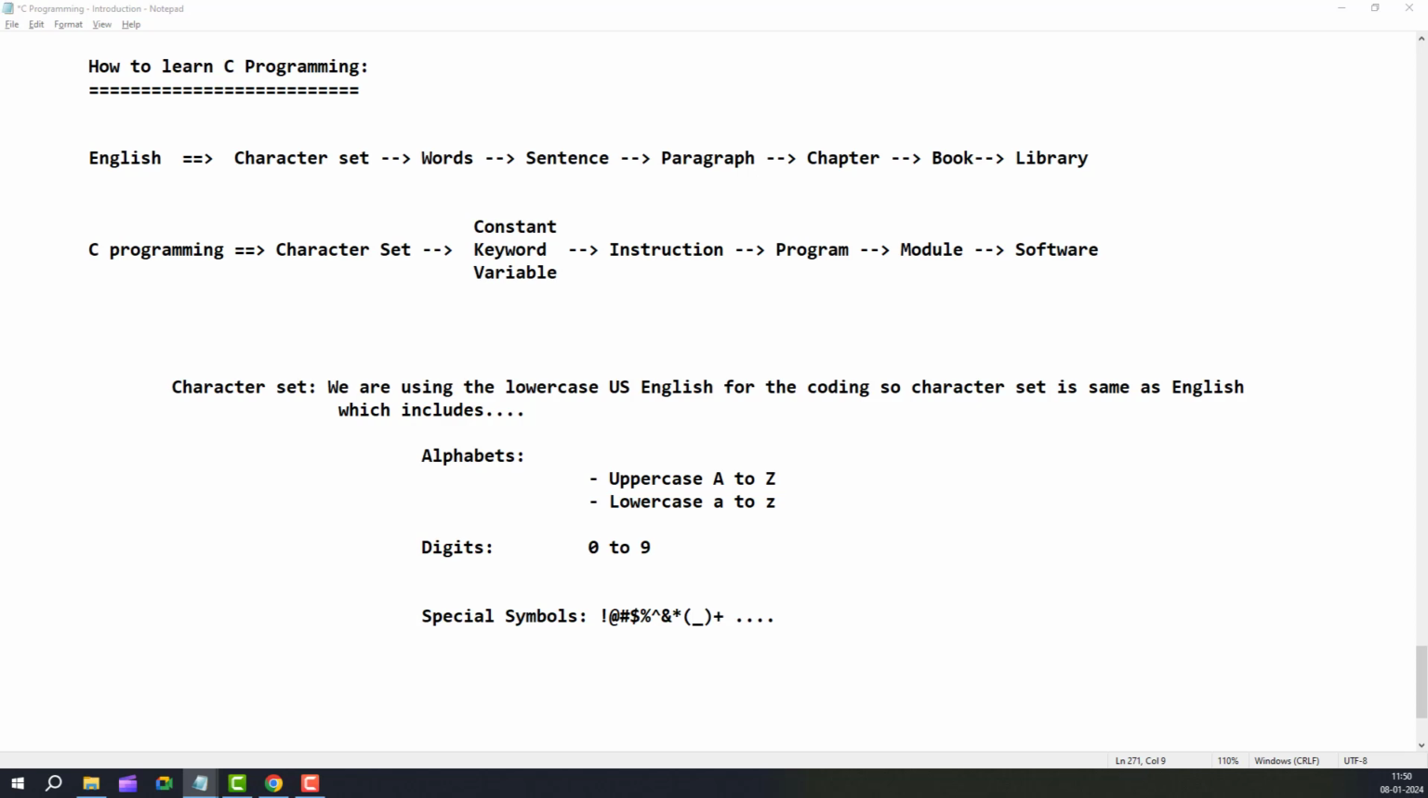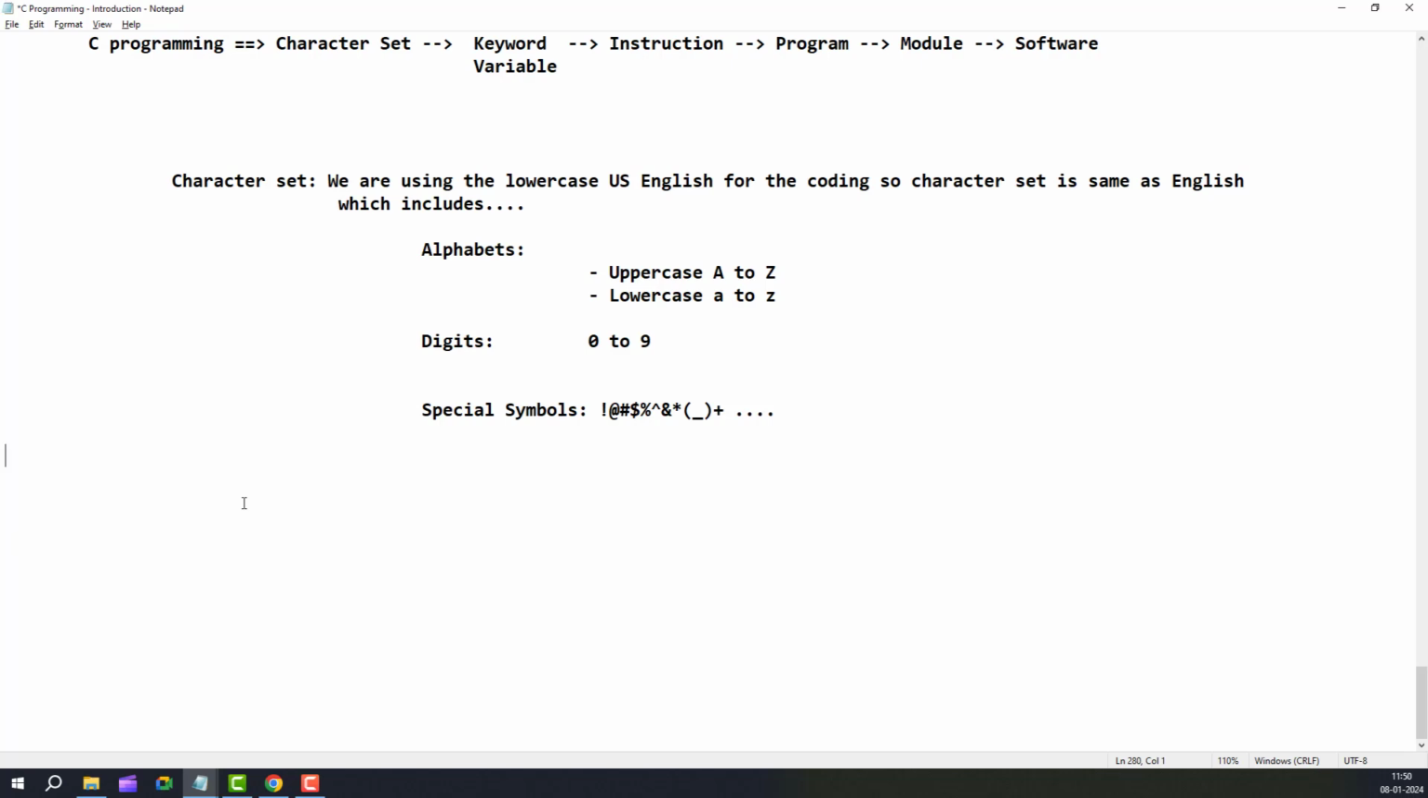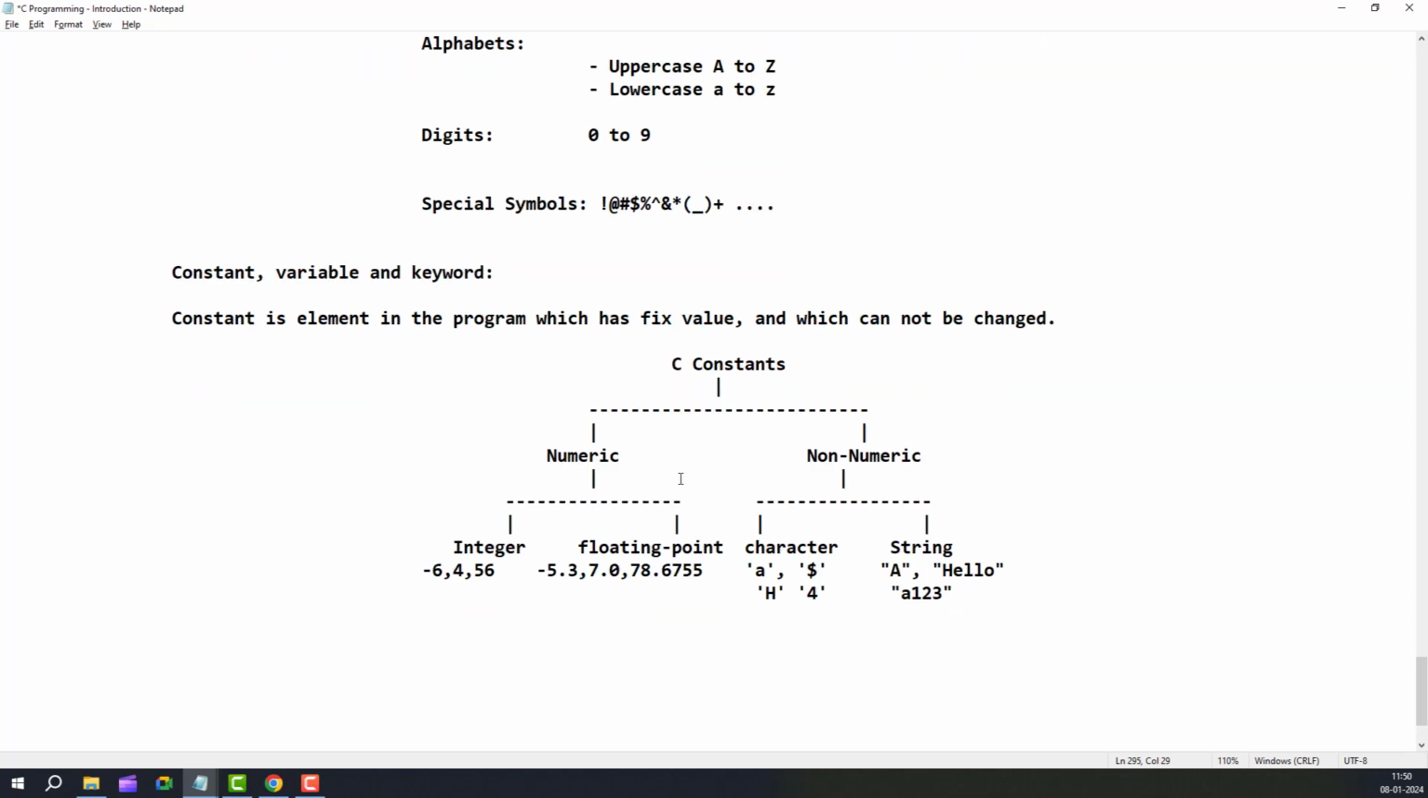After that, the constant, keyword and variable. Constant is an element having a fixed value which cannot be changed or altered. There are different C constants, divided into two parts: numeric constants and non-numeric constants. Numeric constants are further divided into integer and floating point constants. Integer constants are generally whole numbers, and floating point constants are numbers with a fractional part. Under non-numeric, a character constant is a single key press represented within a single quote. It may be an uppercase or lowercase letter, a special symbol or a digit.